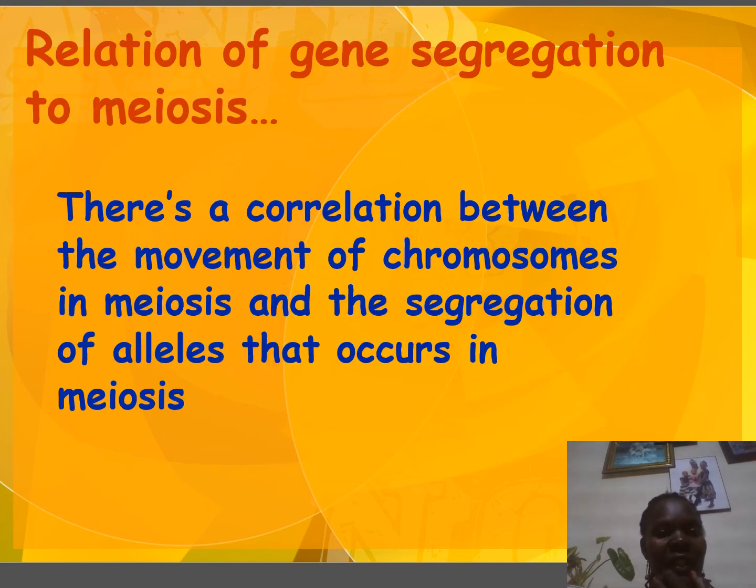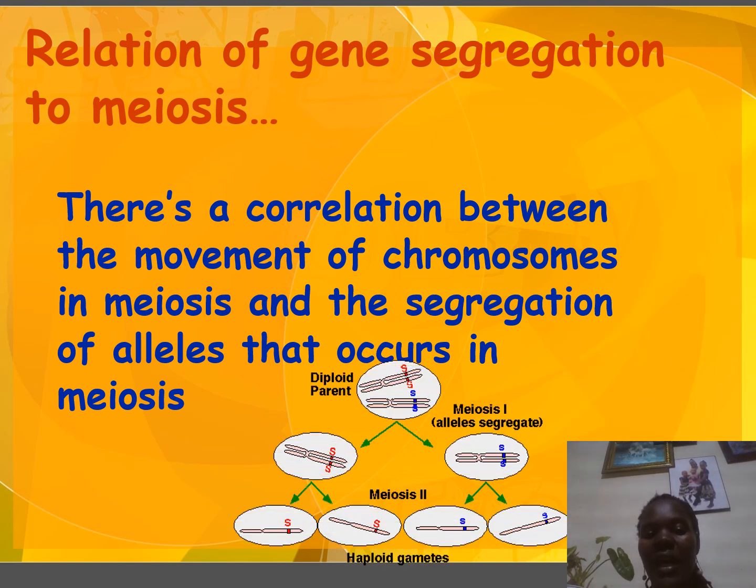So there is a relationship between the law of segregation and meiosis. The correlation is between the movement of chromosomes in meiosis and the segregation of alleles that occurs still at the point of meiosis. So it shows much the correlation between the movement of chromosomes in meiosis and segregation of alleles.